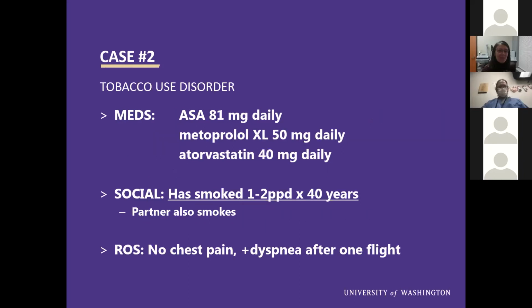And this patient has a huge modifiable risk factor, which is also the driving cause of her heart and lung disease. It's that she has smoked 1 or 2 packs a day for 40 years. Her partner also smokes, which will make quitting more challenging, but certainly not impossible. She has no chest pain and dyspnea after a flight of stairs.